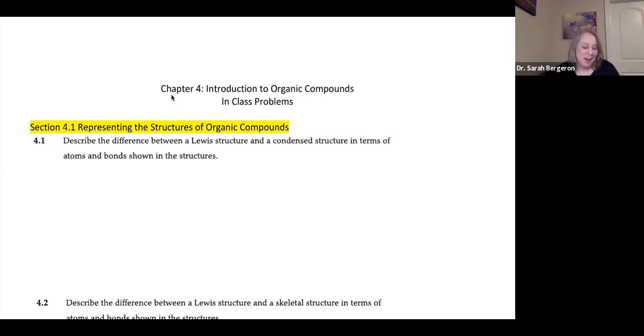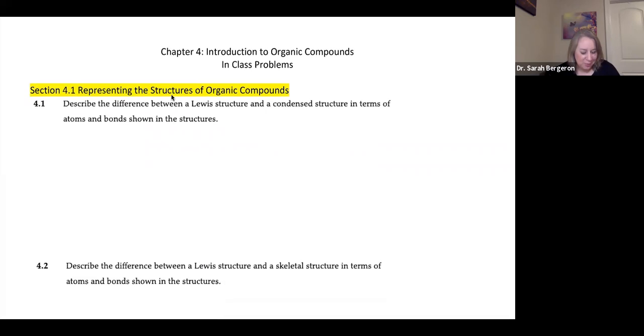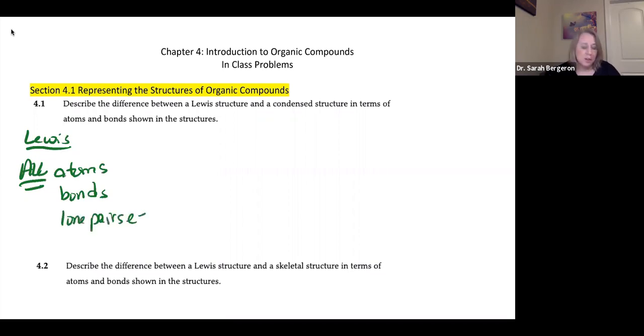All right, we're going to do our odd ones. So we're going to start with 4.1. Describe the difference between a Lewis structure and a condensed structure in terms of atoms and bonds shown. So let's talk about both. Let's talk about Lewis first. The cool thing about a Lewis structure is that everything is shown. So you have all atoms, you have all bonds, and you have all lone pairs of electrons. So you have all of everything, right?